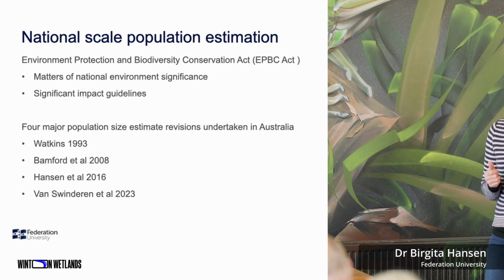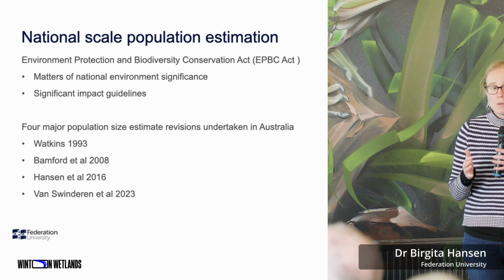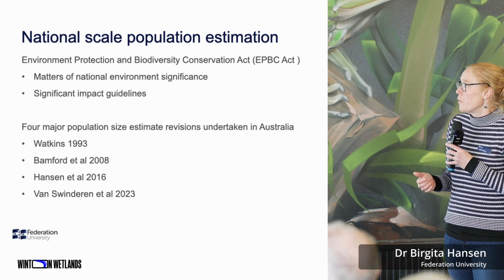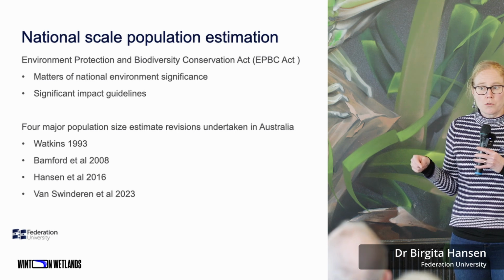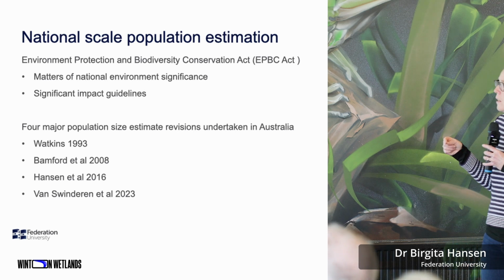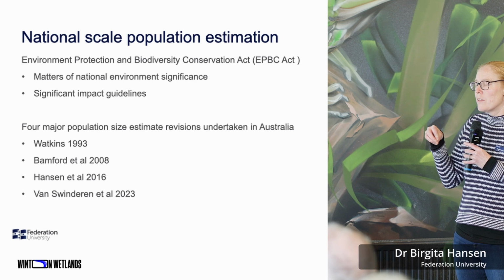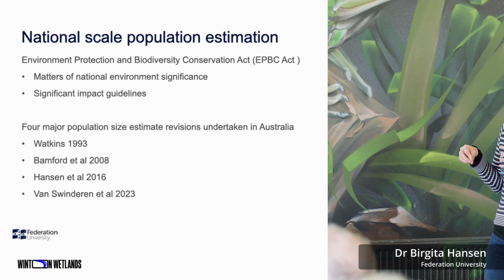So what I want to do is talk a bit about how we use these data at the national level, and then I want to have a bit of a talk about the international or the flyway scale usage of data. So if we go back to the Act and we go back to matters of national environmental significance, we've got individual species that are listed as matters, so threatened species, but we also have migratory shorebirds listed as a group in their own right. And so there's 37 species of migratory shorebird that are listed as a matter of national environmental significance. And the significant impact guidelines for development relate back to the abundance thresholds that Ramsar uses.